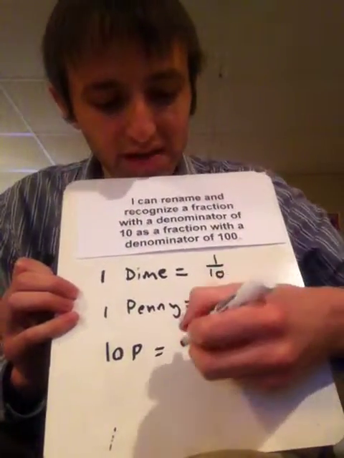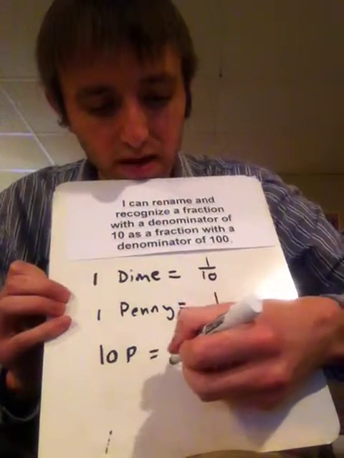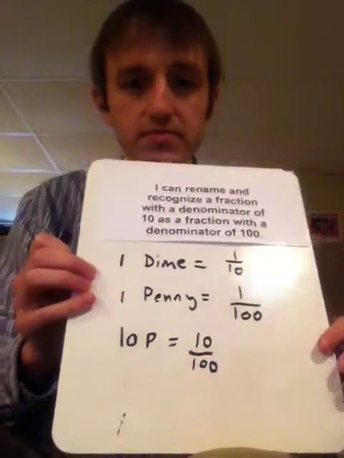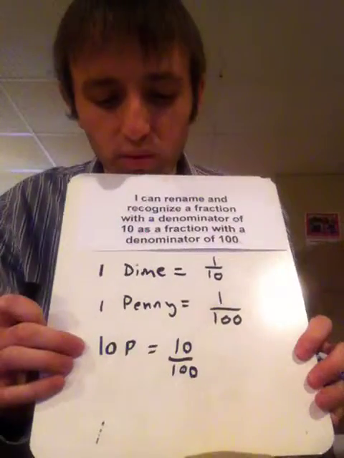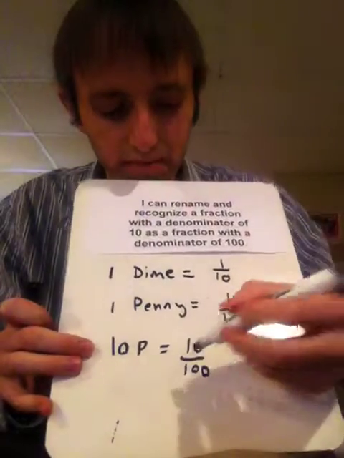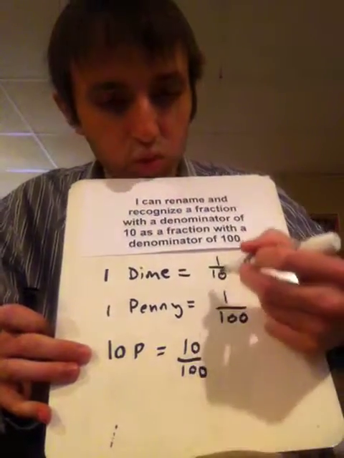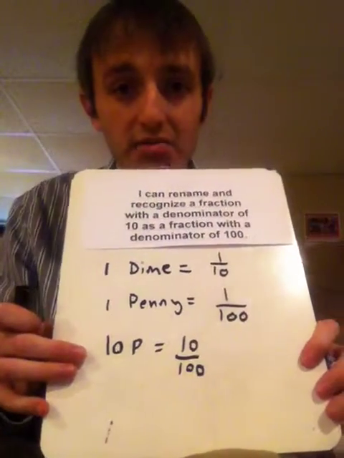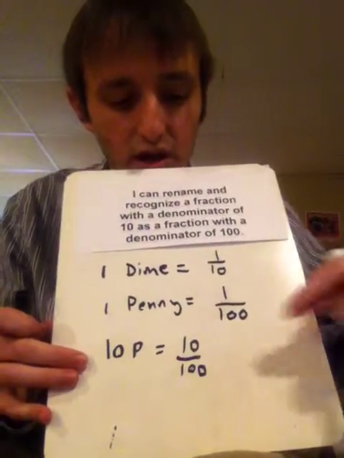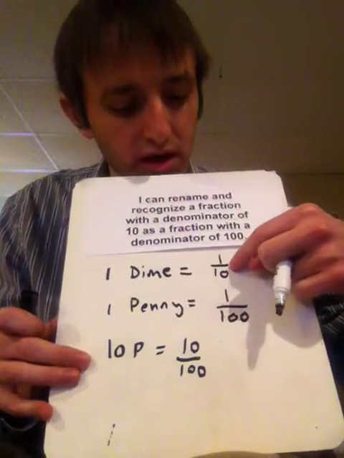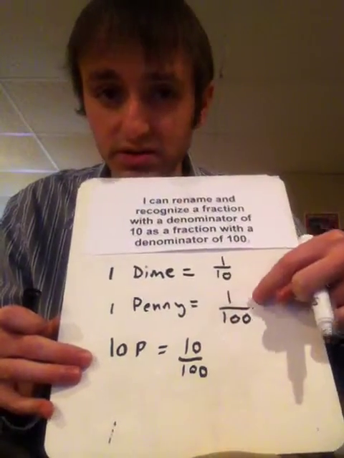Well, if we have 10 pennies, that's going to be 10 out of, how many would make a whole? Well, 100. 10 out of 100. Now, we also know that if we have 1 dime, that is 1/10. Now we're going to be looking at both of these and trying to figure out how mathematically we can say they're the same, because we know that 10 pennies is equal to 1 dime. However, if you look at our denominators, they're different. But I'm going to show you how they can be the same.